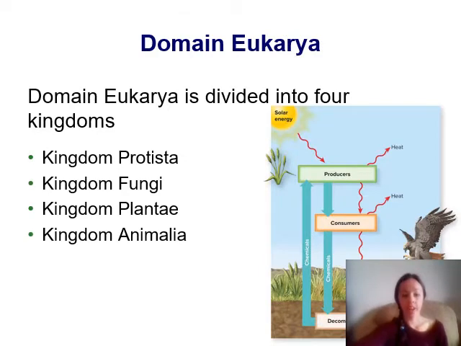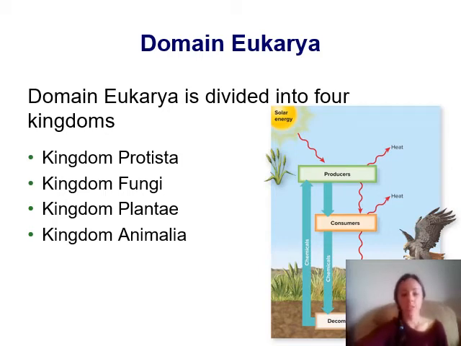The domain Eukarya is split up into four different kingdoms. There's kingdom Protista, which contains a lot of single-celled organisms. There's kingdom Fungi, which contains a lot of fungus, and mushrooms would be a popular example. Kingdom Plantae contains all your plants, and then kingdom Animalia contains all your animals.